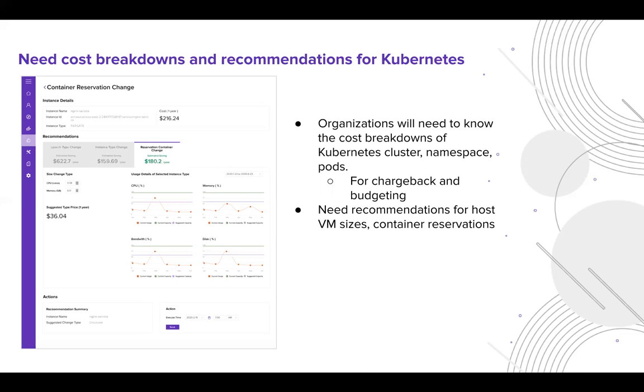So we give you recommendations for the host VM sizes, which means right sizing for your host VMs, and also we tell you for each of the containers what are the reservations on CPUs and memories that we think is appropriate for that container. So at the end, you get a much more efficient environment for your containers, for your microservices.